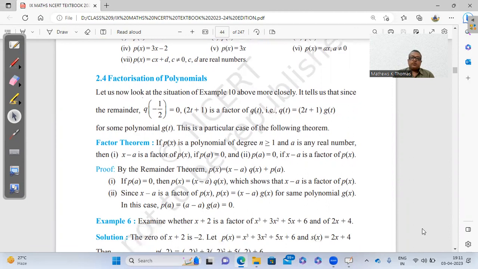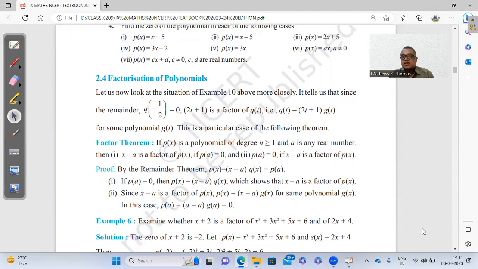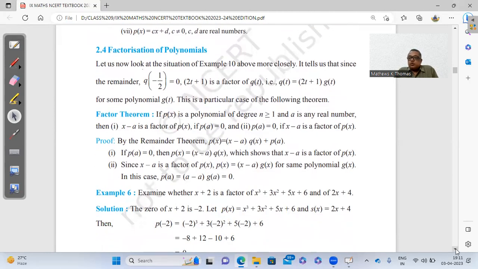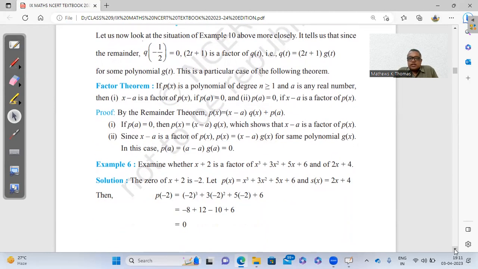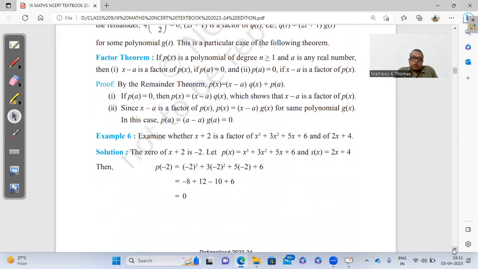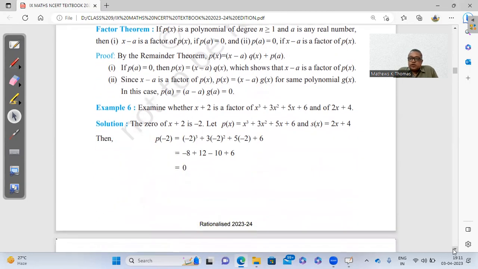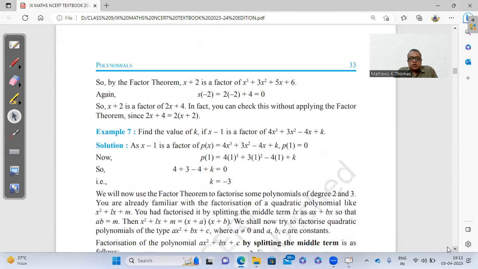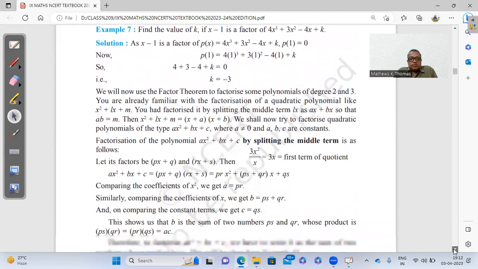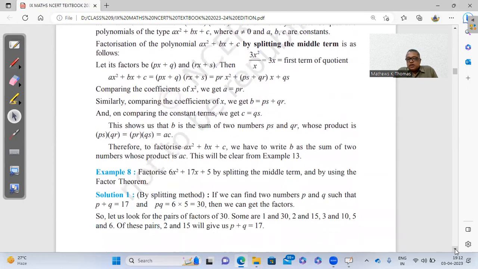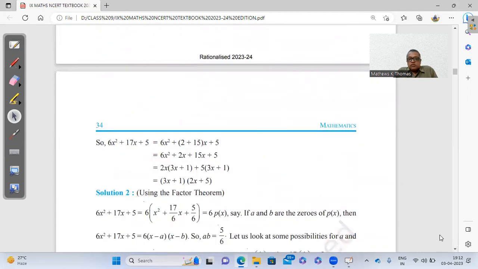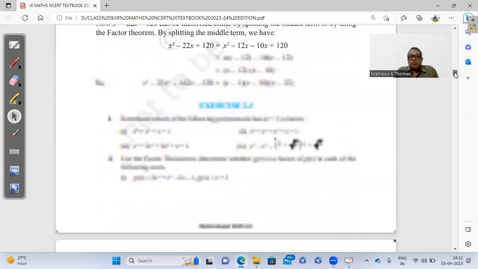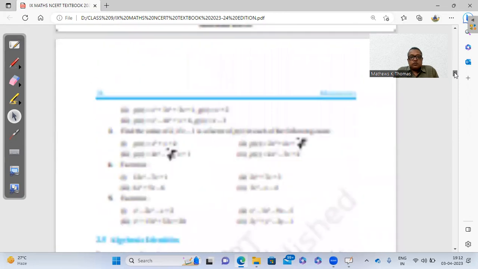In factorization, we should know the method which you did in class 8, that is factorization by splitting the middle term. You should know your basic identities which you did, because factorization can be based on those identities: a plus b whole square, a square minus b square, a minus b whole square, and so on. We will also be doing the factor theorem and the remainder theorem, right? And using these methods we have to do the exercise, and I'm going to explain one by one the procedure to do these questions.